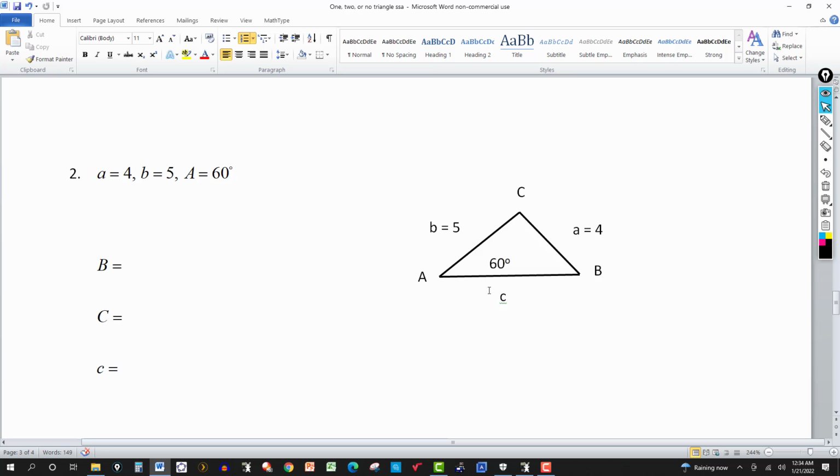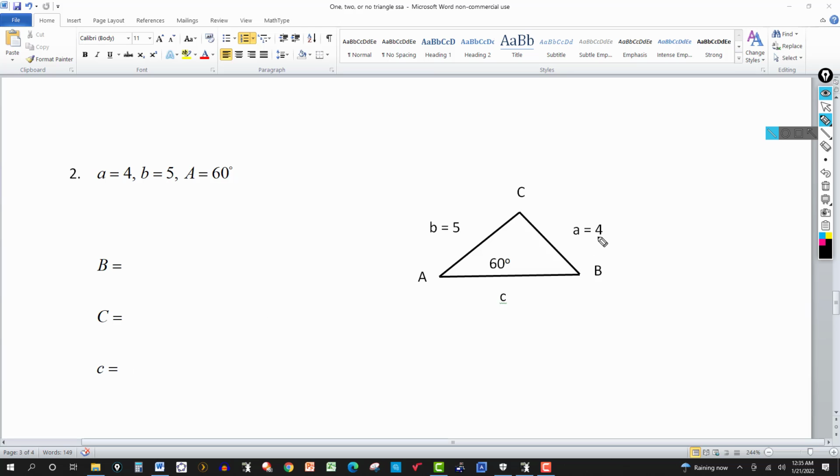So angle A is 60 degrees, and the side opposite angle A has a measure of 4 units, so a is equal to 4. And then the other side is 5 units, so b is equal to 5. And then the angle opposite that would be angle B over here. And then we got angle C, and then the side opposite that is lowercase c. So what's missing here is angle B. I have it over here on the left. Angle C is missing, and side c is missing.